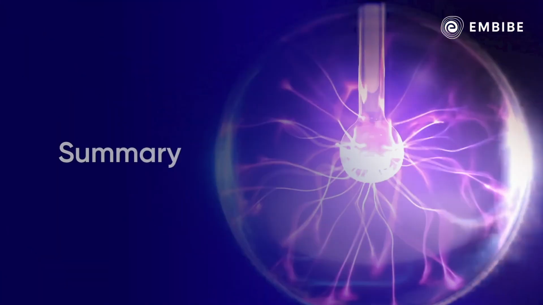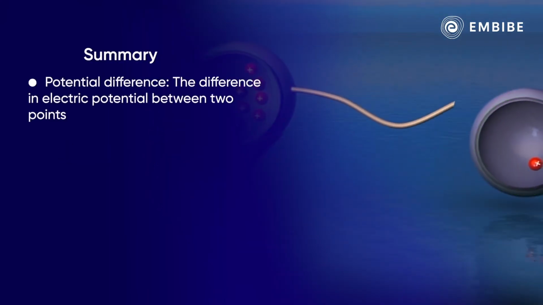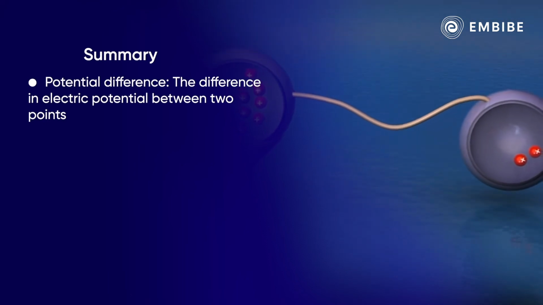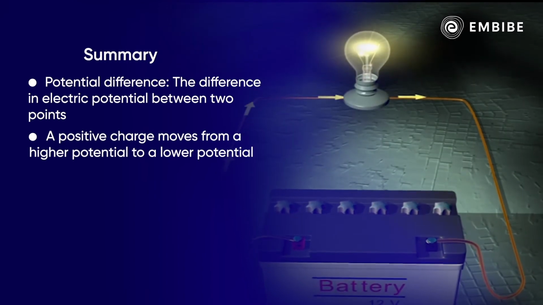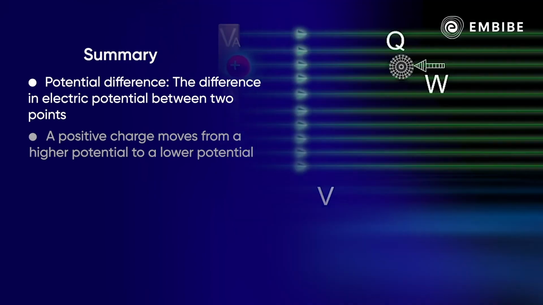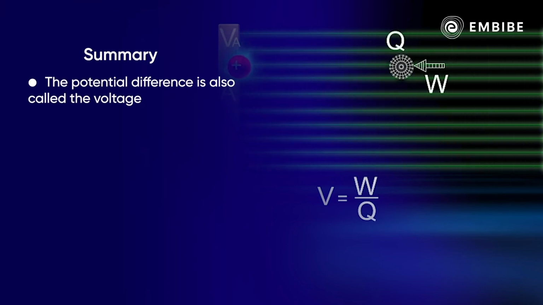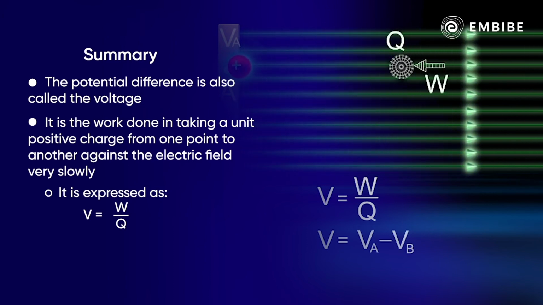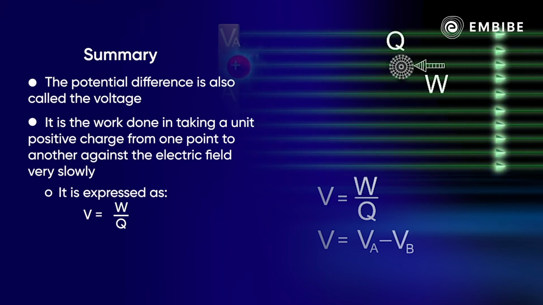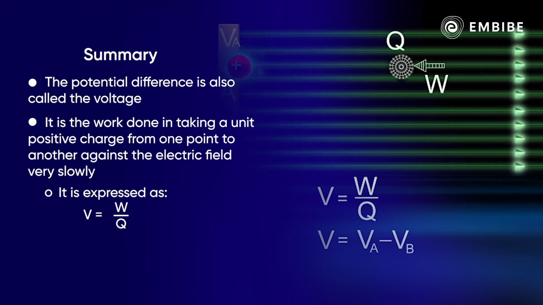Now it's time to summarize what we learned so far. The difference in electric potential between two bodies is called the potential difference. Charge moves from a higher potential to a lower potential. The potential difference is also called the voltage. It is the work done in taking a unit positive charge from one point to the other against the electric field. It can be expressed as V = W/Q. Its unit is the volt.